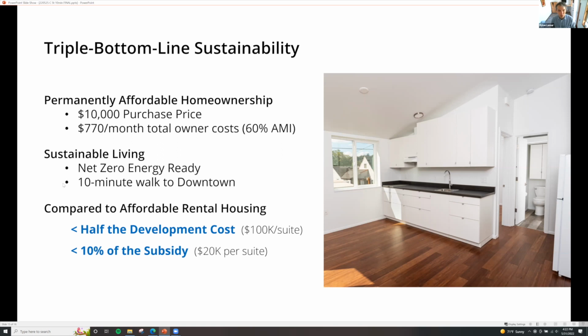As I mentioned, it's net zero energy ready. It's a 10-minute walk to downtown. A big part of my work is trying to create more walkable neighborhoods. And compared to affordable rental housing in the area, we did it for half the development costs, about $100,000 per suite, and 10% of the subsidy, $20,000 per suite. A big part of that is the small units. They're very, very small units, as I mentioned. The other part is that we have very cheap land available because we weren't having to buy multifamily land.